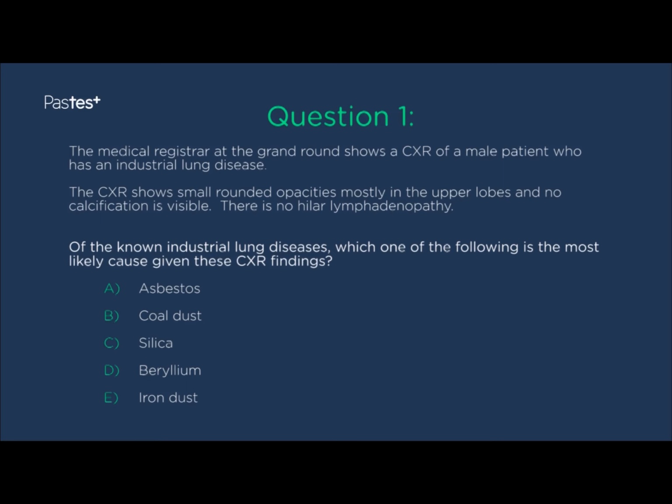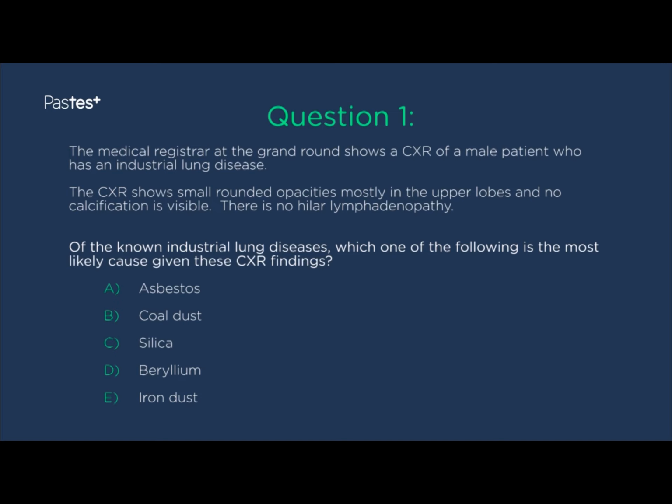So question 1. The medical registrar at the Grand Round shows a chest X-ray of a male patient who has an industrial lung disease. The chest X-ray shows small rounded opacities, mostly in the upper lobes, and no calcification is visible. There is no hilar lymphadenopathy.